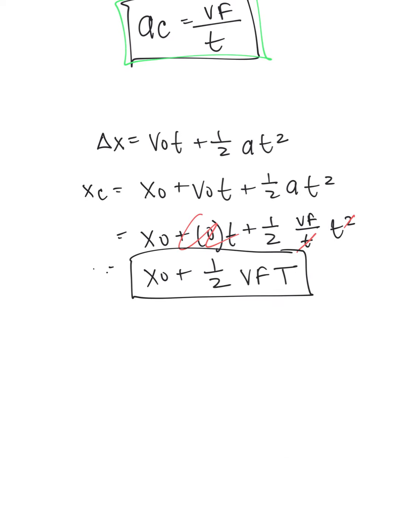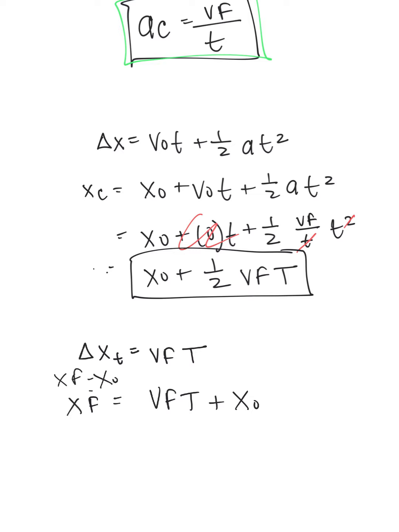And now our equation for the truck. The displacement of x for the truck can be written as velocity final times time, because we are not given an acceleration. So we can write that x final is equal to v final t plus x initial, because change in x is x final minus x initial, and we're isolating this variable.